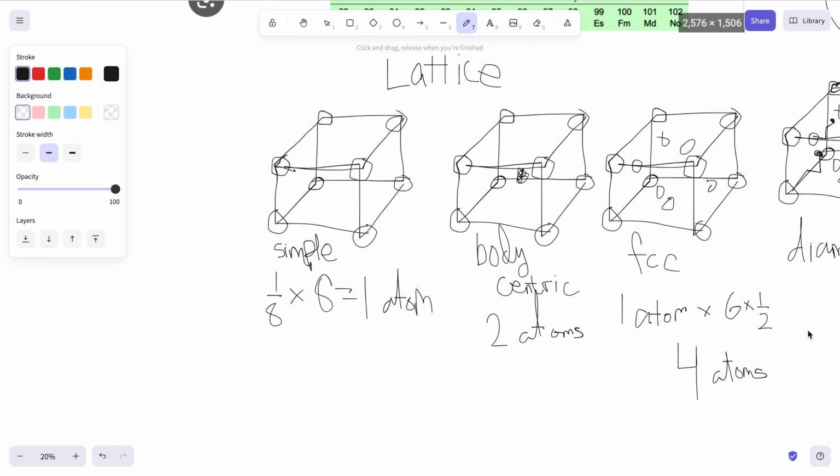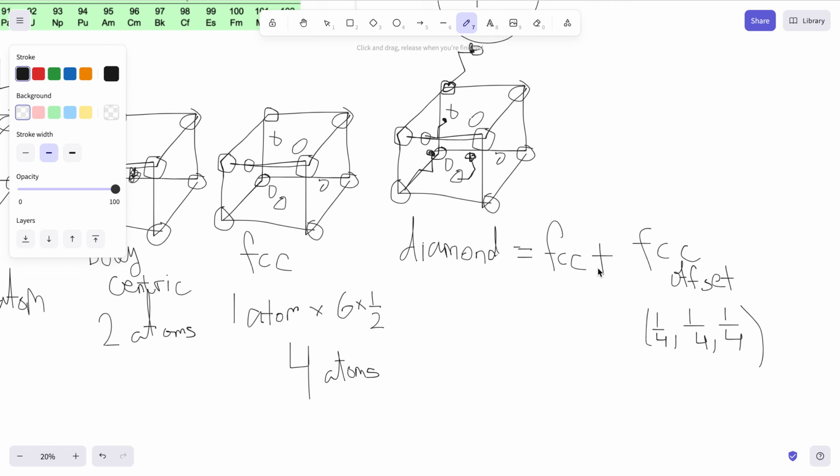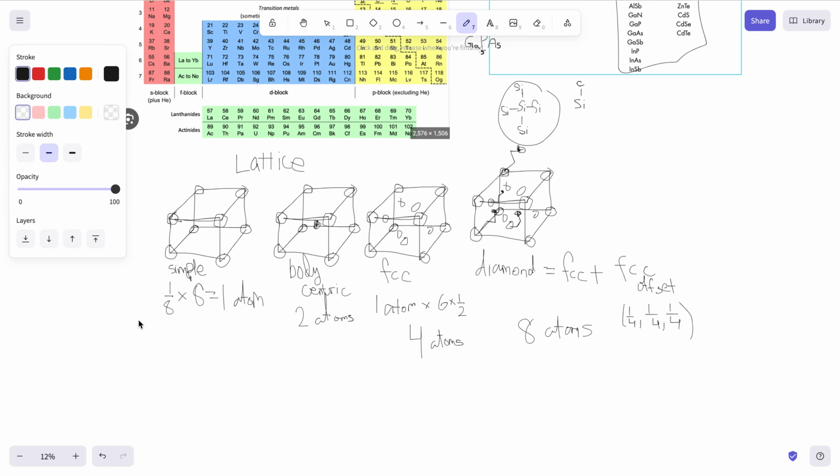And then for diamond, since it's 2 face-centric atoms overlaid on top of each other, it would have 8 atoms, right? And so you can see here, one of the properties we can look at is how many atoms there are.